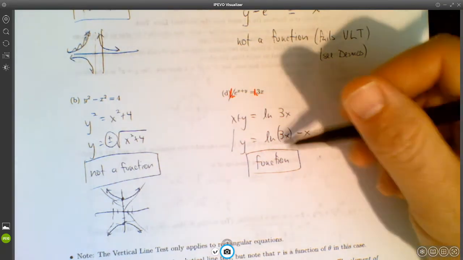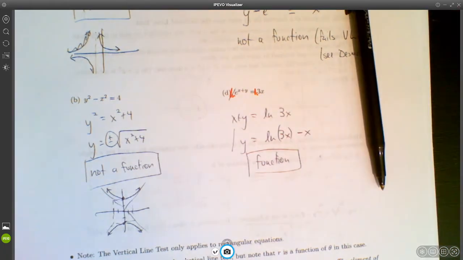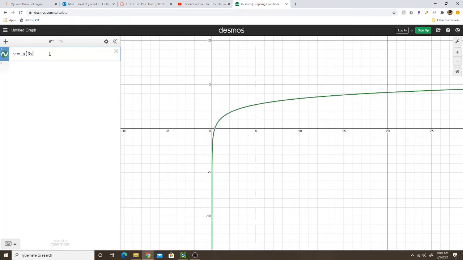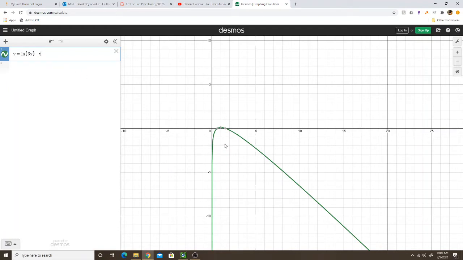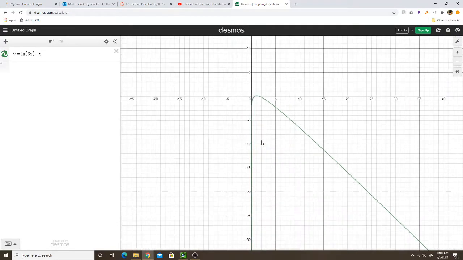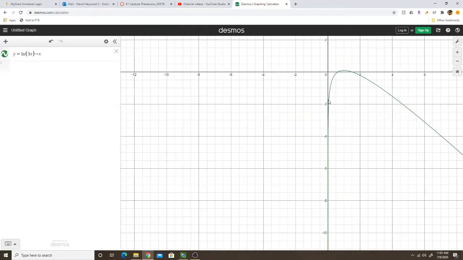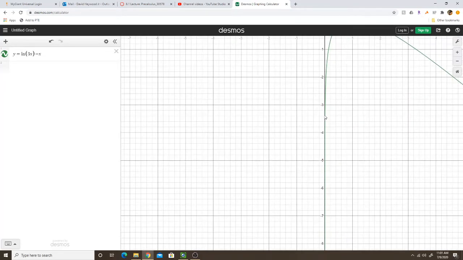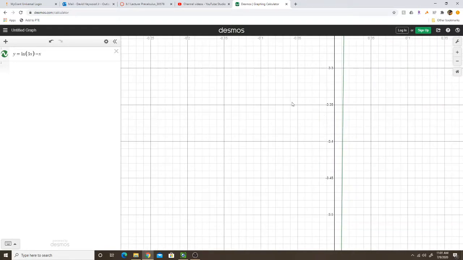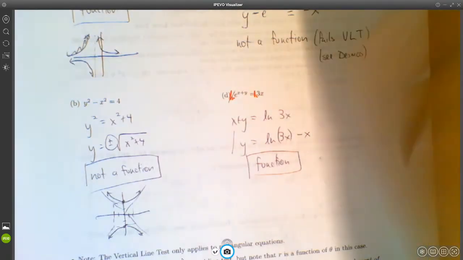I don't really know what this thing looks like, some kind of natural log, but you're subtracting x. I'm curious. y equals ln 3x minus x. Okay, so kind of this interesting thing. But it's going to pass the vertical line test, right? I mean, this may look like a vertical line over here, but it's not actually a vertical line. It just gets really close to zero really fast, and it gets closer and closer to zero. But you can see it's not a vertical line. The more you zoom in, the more you see it's not vertical. Okay, so that's definitely a function.